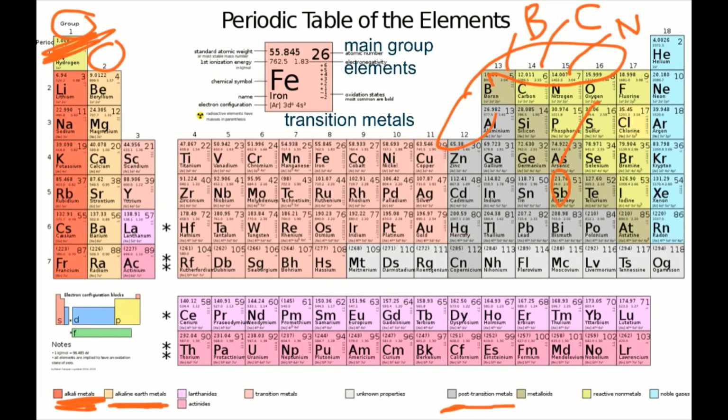And group 17 is not called the fluorine family. It's actually called the halogen family. And don't ask me why; I'm not sure myself why it's called that. And last but not least, group 18 is called the noble gas family.